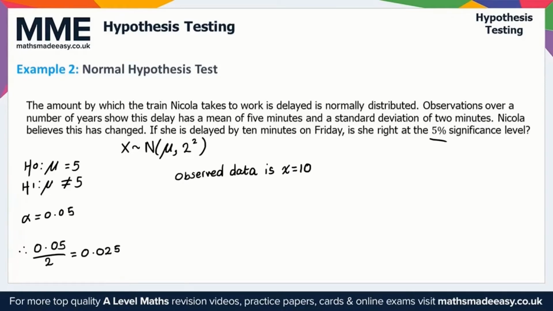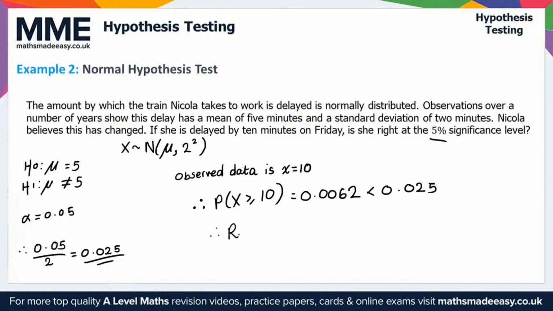Okay. So now all we need to do then is find the probability here. So therefore, what we're looking for here is the probability that X, our distribution here, is greater than or equal to 10. That's the observation that we've got here. So if we simply calculate this on our calculator, what we find here is this is equal to 0.0062. And 0.0062 is less than 0.025, this value here that we're comparing it to. So in that case, we reject H0.